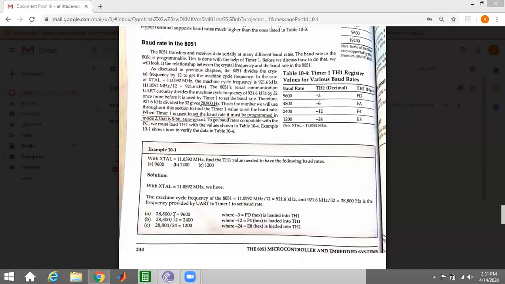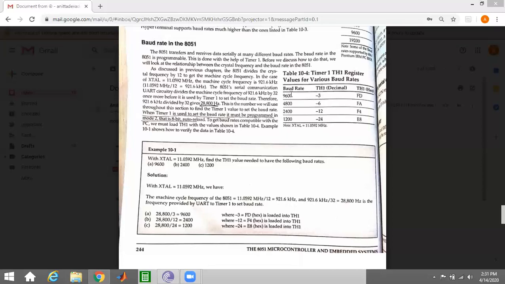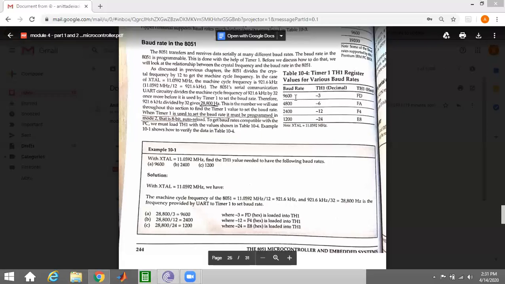28,800 divided by X, the unknown, is equal to the standard baud rates given. The standard baud rates are 9,600, 4,800, 2,400 and 1,200. So we are substituting the standard frequencies one by one and finding the X value. What is the answer for TH1? It is 3 in the case of 9,600 baud rate.